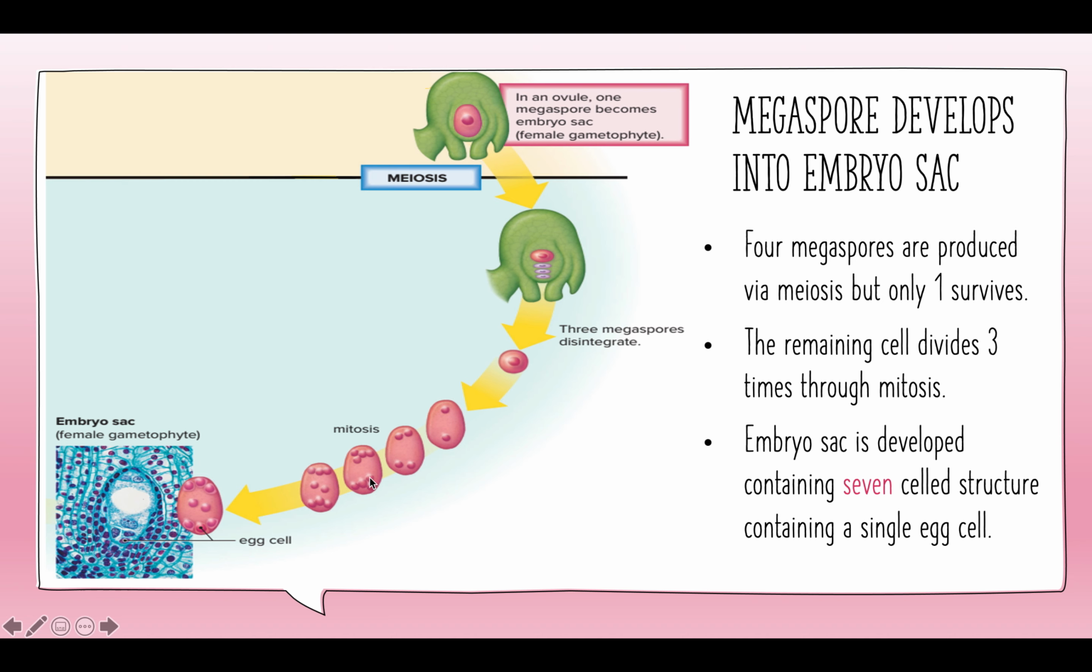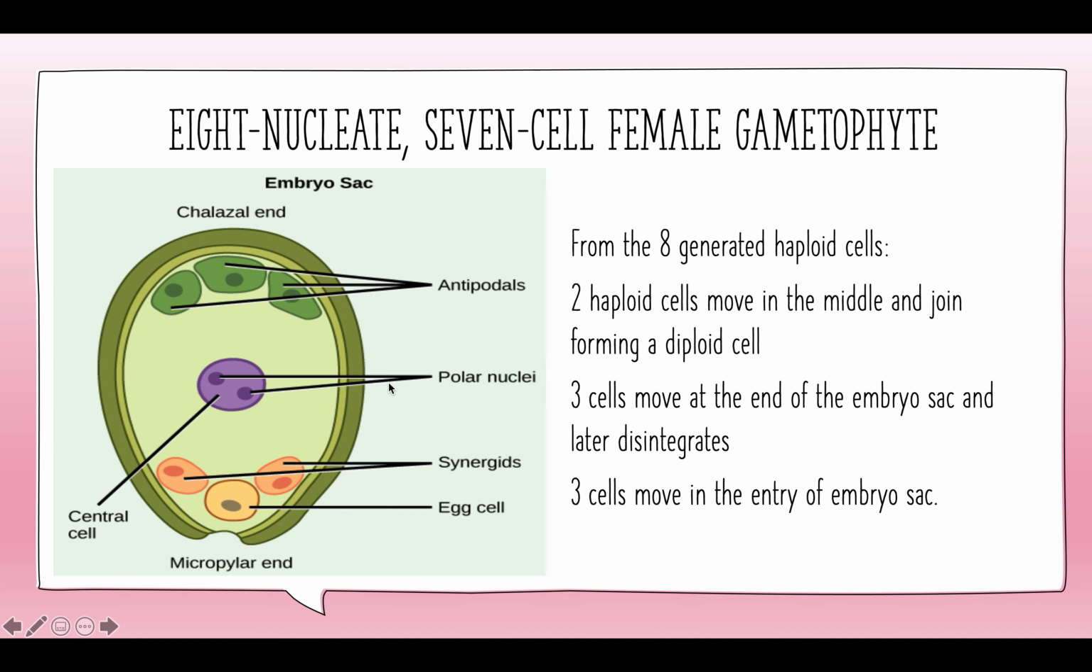Eventually, 2 from these 8 that were produced will move to the middle and fuse together, thus becoming one cell with 2 nuclei. Okay? And the result is a 7-celled structure with 8 nuclei. So how is that possible? For a clearer representation, let's examine the illustration in here.